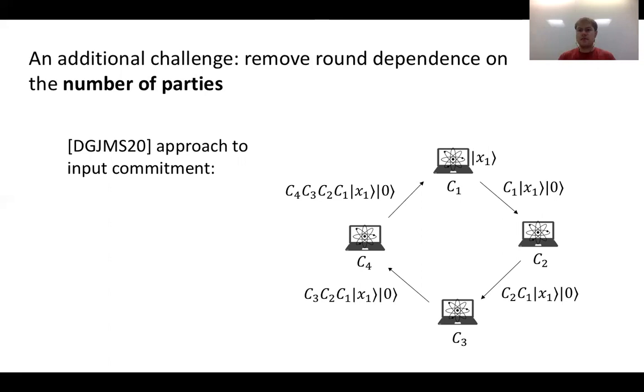And at the end, what we end up with is party 1 holds this encoded quantum state, but the parties all share the encoding key. So the encoding key is kind of secret shared among all the parties. And this is a good enough commitment to allow MPC. The issue with this is that the number of rounds really grows with the number of parties, right? You're sending this quantum state around in a circle.